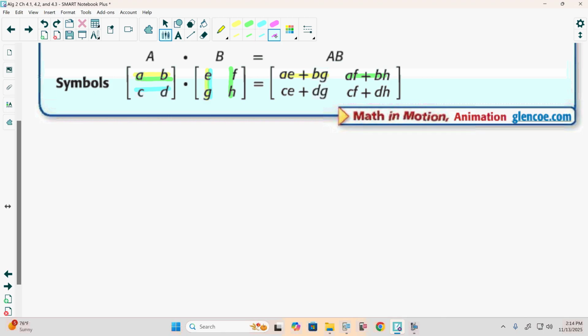Same thing is true with our second row. We'll go over, down, over, down. And that will give us our corresponding spots here. Questions on any of this here?